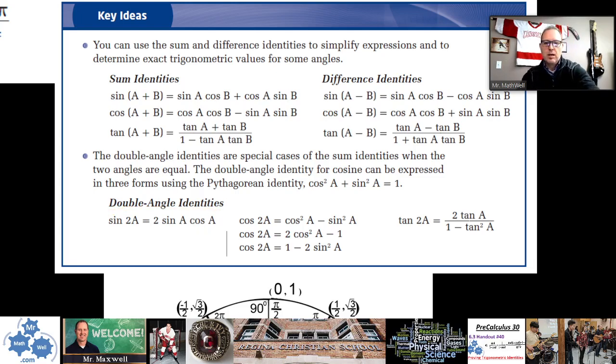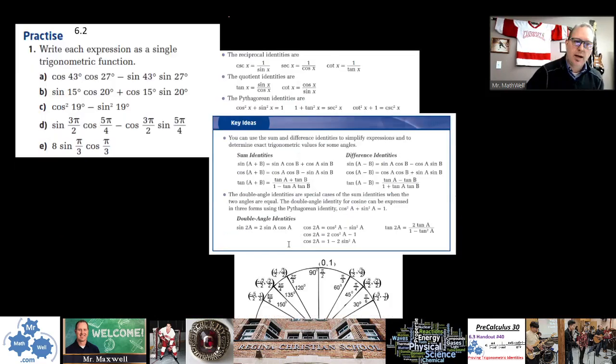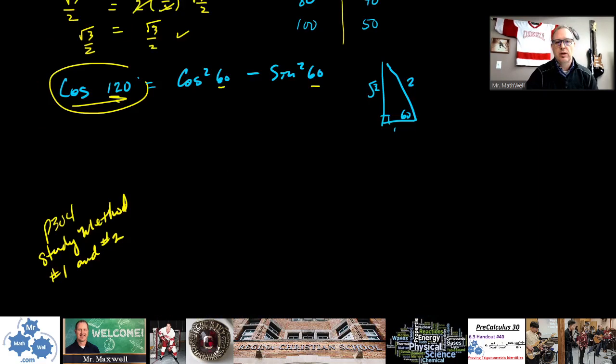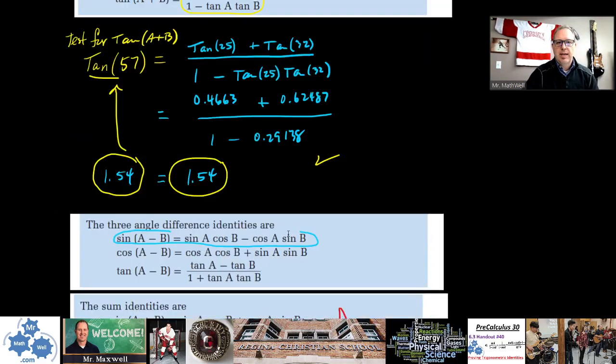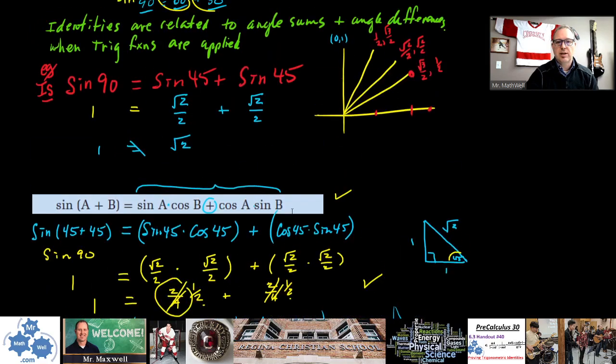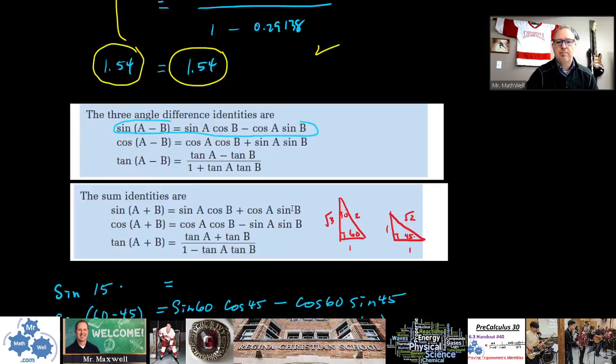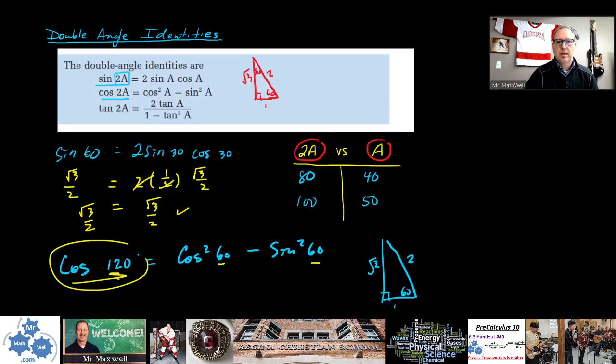Okay? All right, I'm going to make another video of homework for 6.2, so I'm going to end this video here now. That's your lesson for 6.2. And yeah, sum and difference identities and double angle identities are what we studied here today in this lesson. Sum and difference, part 1, and then the double angle identities, part 2.